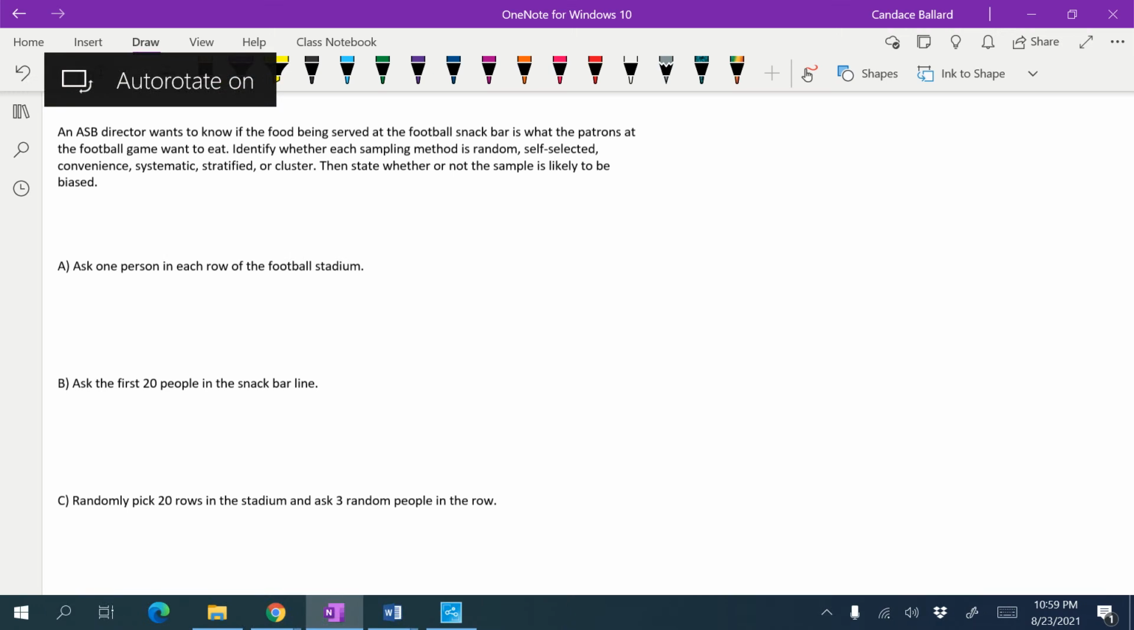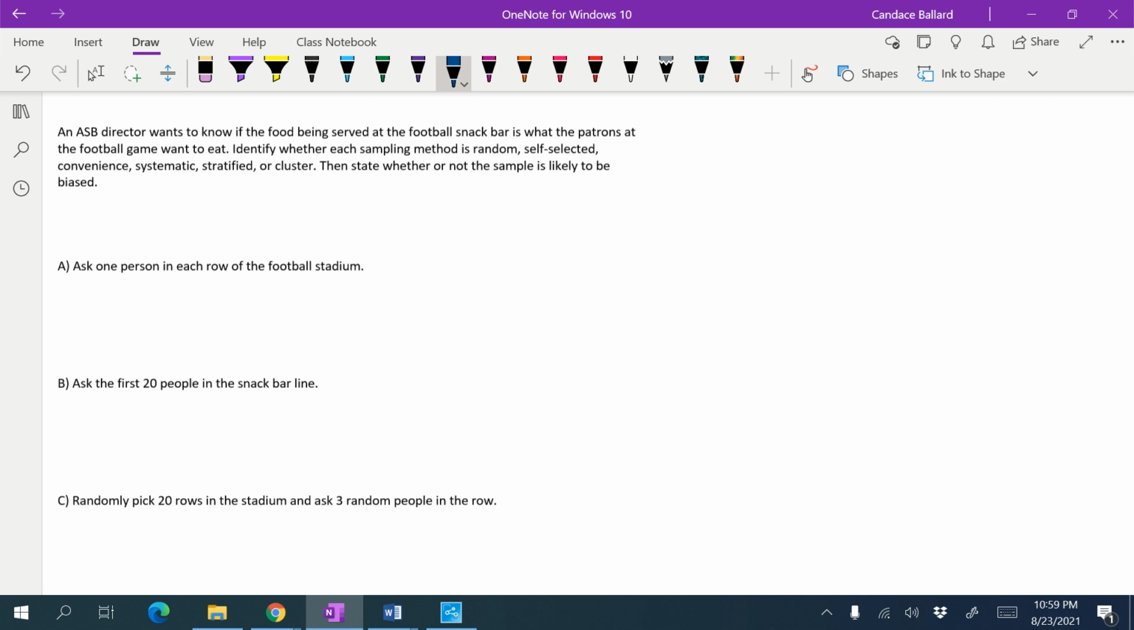In this video, we're going to review our sampling methods. So an ASB director wants to know if the food being served at the football snack bar is what the patrons at the football game want to eat. Identify whether each of the sampling methods is random, self-selected, convenient, systematic, stratified, or cluster, and then state whether or not the sample is likely to be biased.